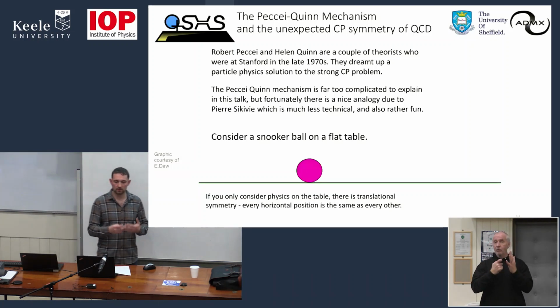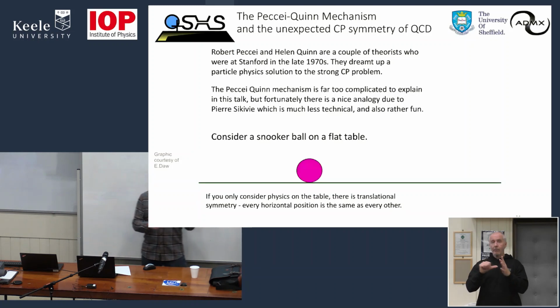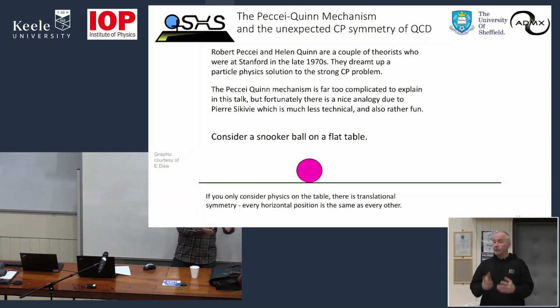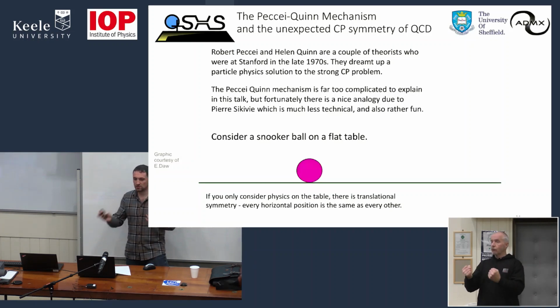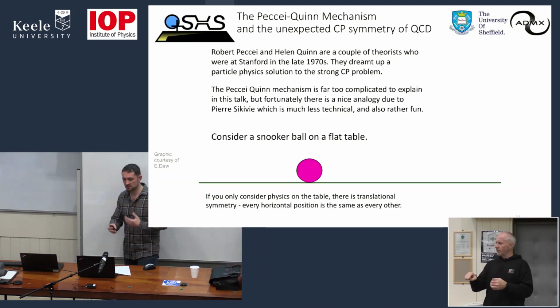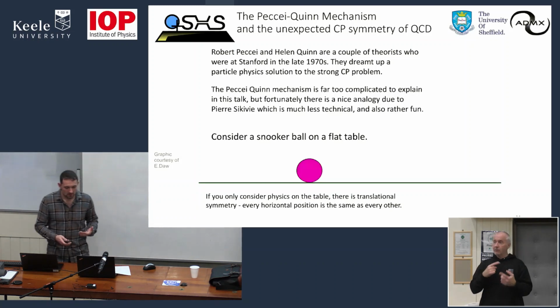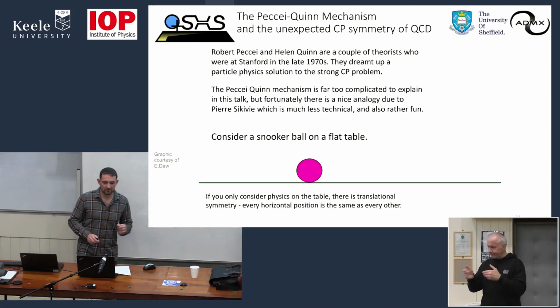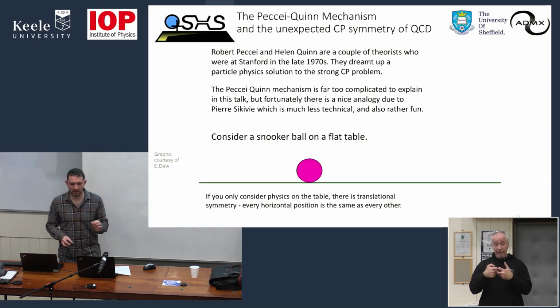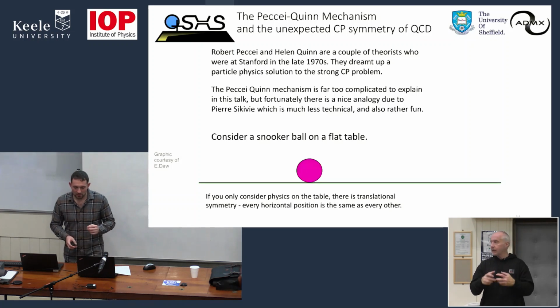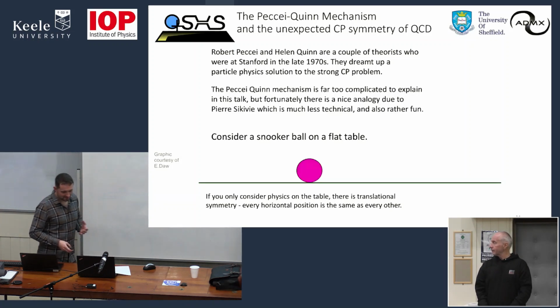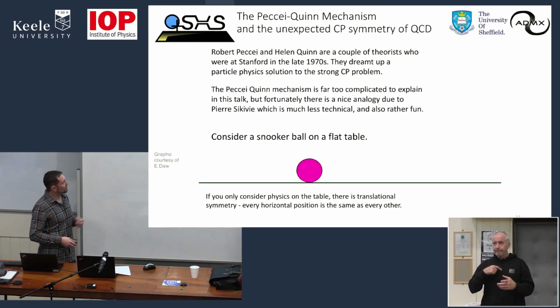So the strong CP problem, just a quick reminder, is this. CP is not conserved in weak interaction. It is conserved in strong interaction, but there's no reason it should be conserved. Now this is the problem that we're trying to solve. Very, very difficult physics to try and explain even to an experimentalist, which I am. And luckily, we've got a saving grace here.